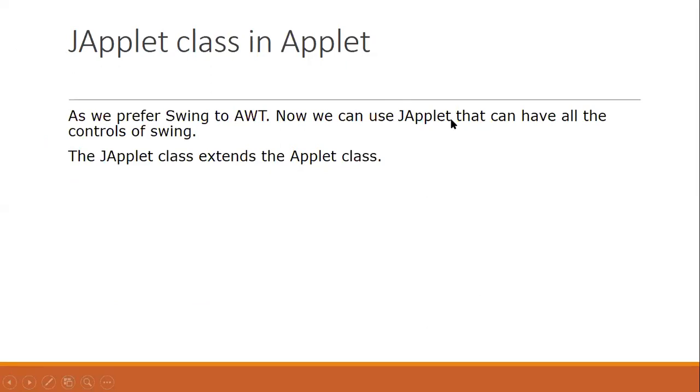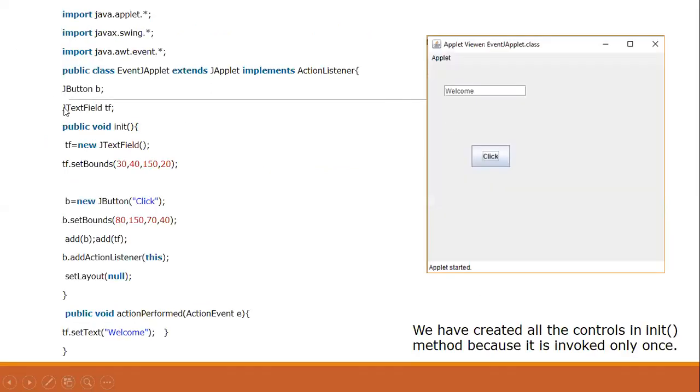And all the controls are now JButton, JTextField, and likewise. So check it out. We need to import applet. Basically, we are going to create it. Now here we have to import swing. Swing is present in the javax package. So import swing. You have to import event. Event is present in the AWT. It will have all the interfaces and classes required for event handling, like your action listener and all. Now the change is that we say public class event JApplet.